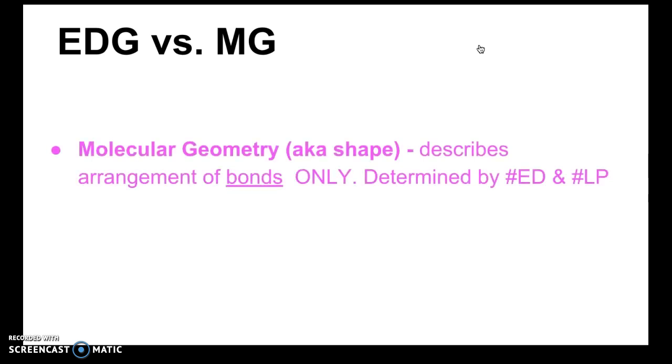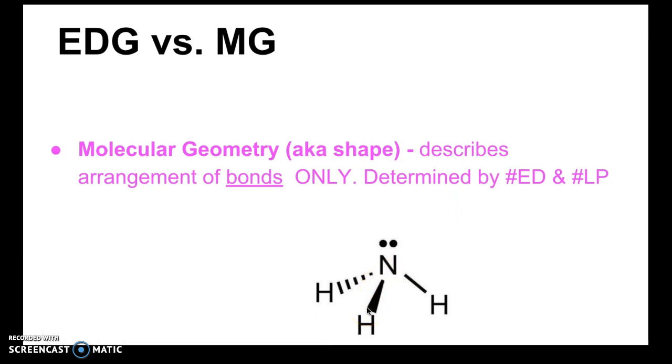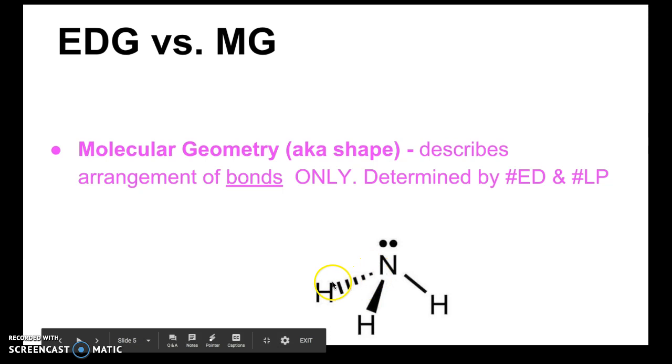In our first example, we're going to start with the molecular geometry, or shape, because that's the one we talked about the most in just recognizing shapes. Again, it's determined by the number of electron domains and lone pairs, and we're only focusing on the bonds. So for example, if you have NH3, and I drew NH3 not in a Lewis dot structure fashion, but in a VSEPR fashion. Remember, the darker wedge bond means it's coming out at us, the dash bond means it's going back away from us, and this is on the plane of the board.